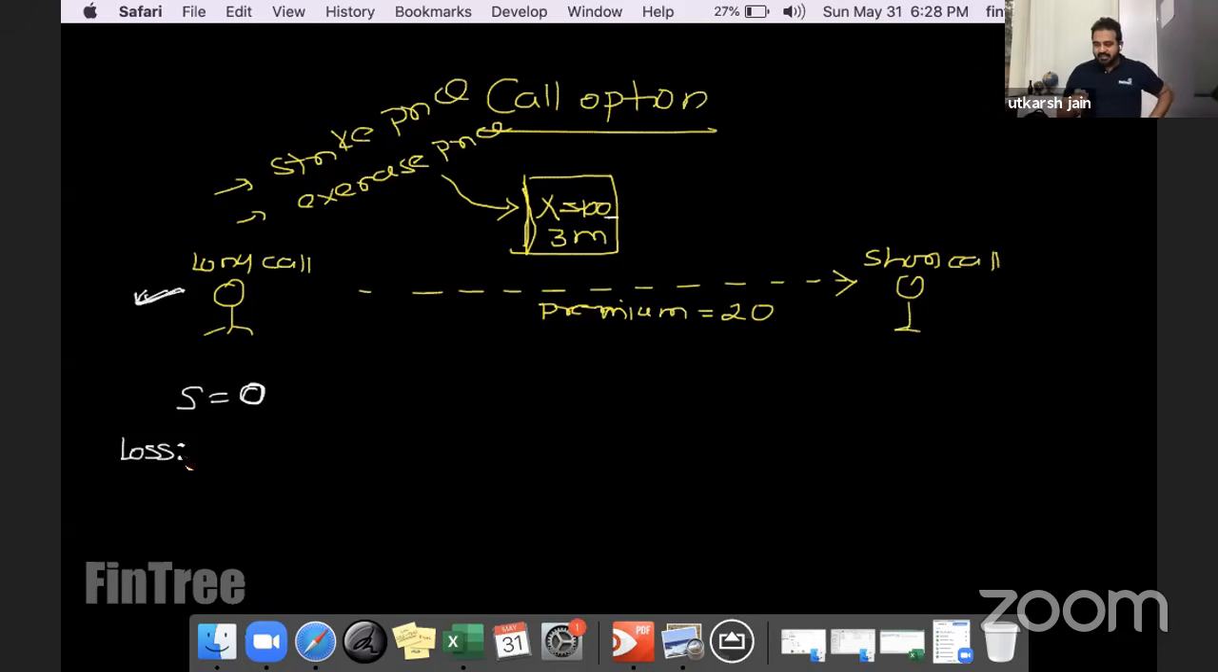Think about it carefully. Something which is worth zero, you're buying for 100, plus you're paying a premium of 20. Don't you think it will be 120? Okay, very smart. So you're right. The loss would be 20.